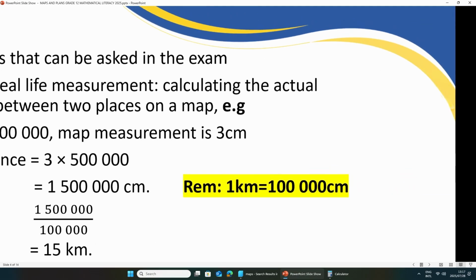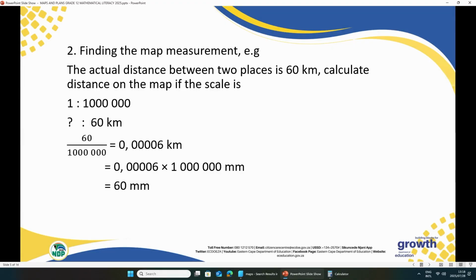Let's go to number 2. You can be asked to find the map measurement. Thereby, you will be given the actual distance and the scale. The example here is the actual distance between 2 places is 60 kilometers, like maybe the distance from East London to King Williamstown is 60 kilometers. Calculate the distance on the map if the scale is 1 to 1 million. So you do it in proportion form like that.